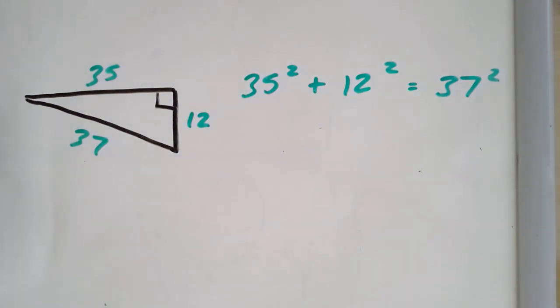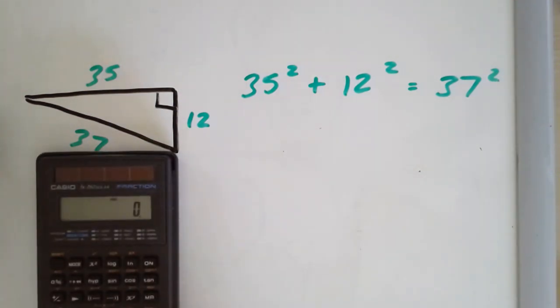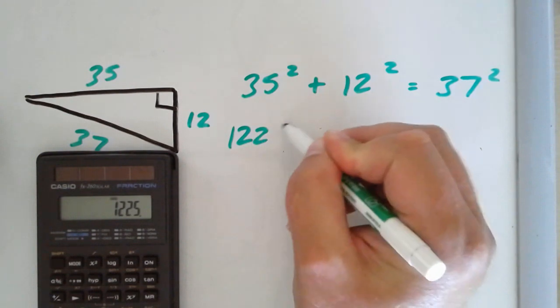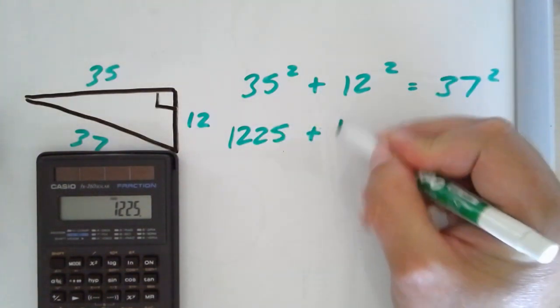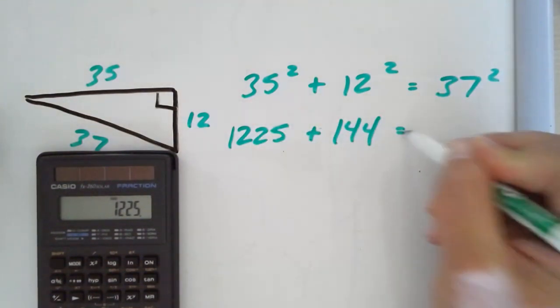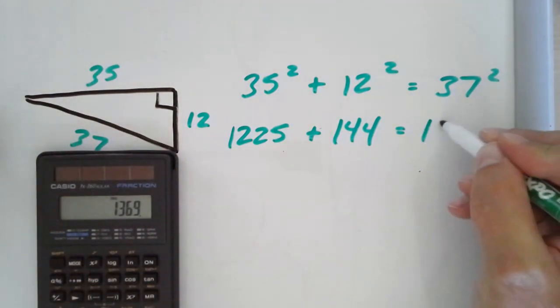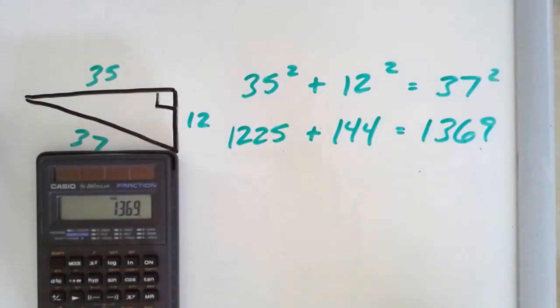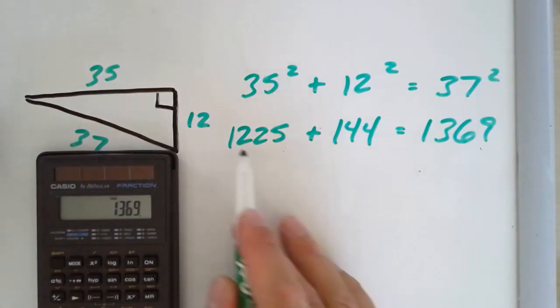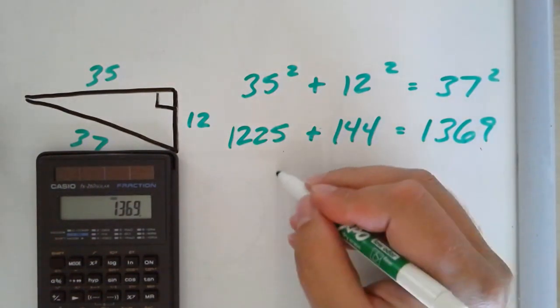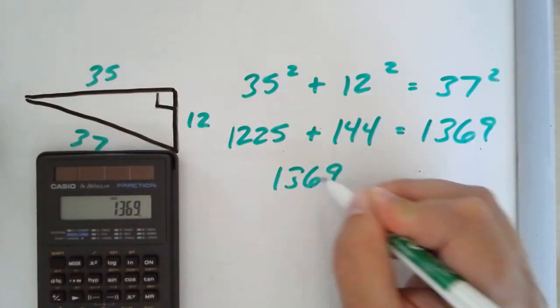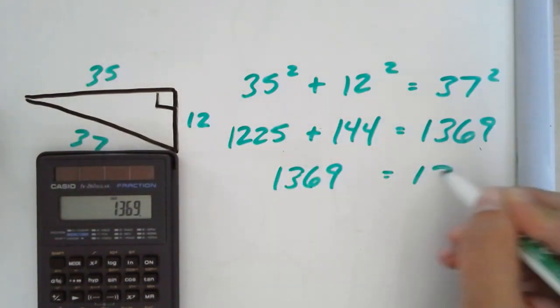Well, don't be a hero. Do this stuff on your calculator. 35 squared, or 35 times 35, comes out to 1225. I happen to know 12 squared off the top of my head is 144. And 37 squared, or 37 times 37, gives me 1369. One last little piece of addition to do. If you were to add 1225 and 144, you would actually find that to be 1369. They do, in fact, equal each other.